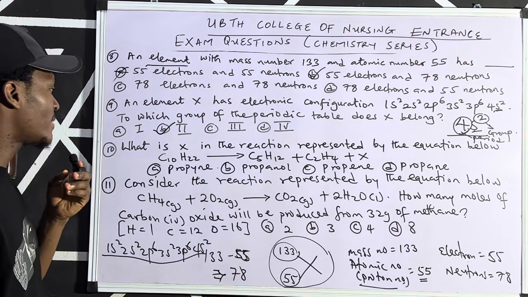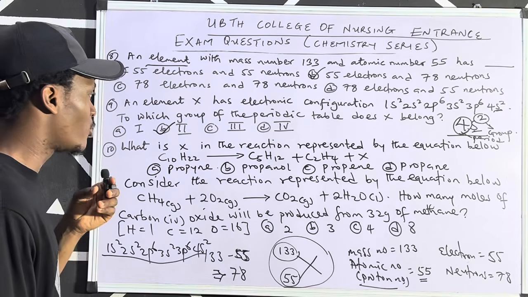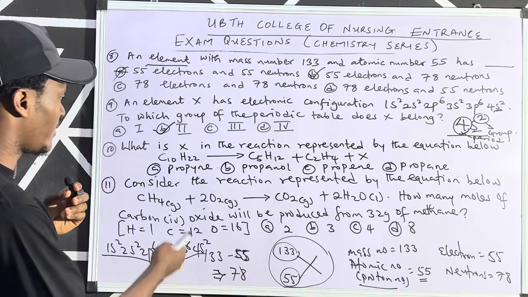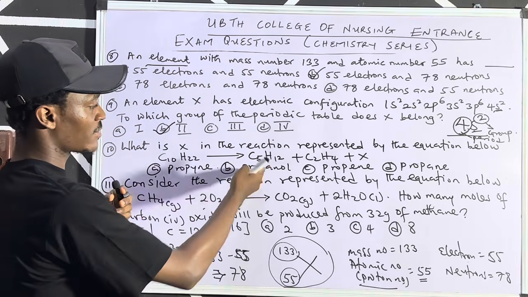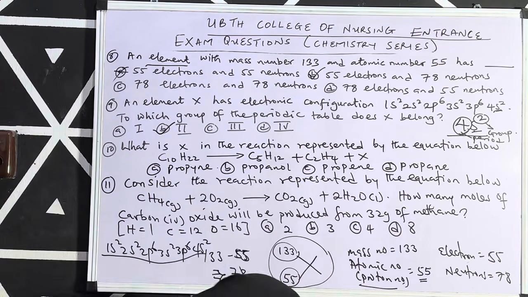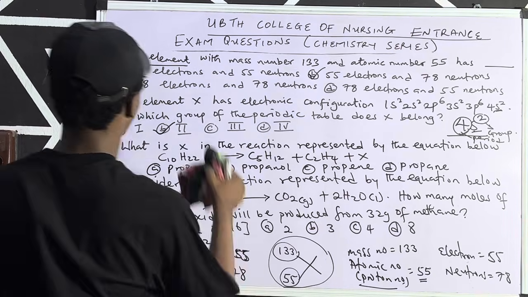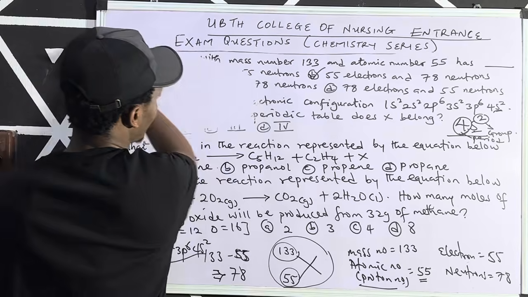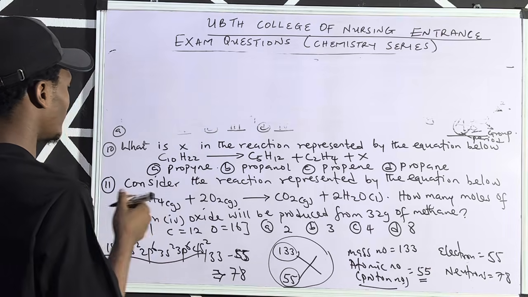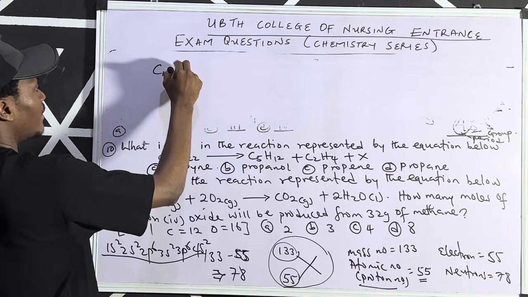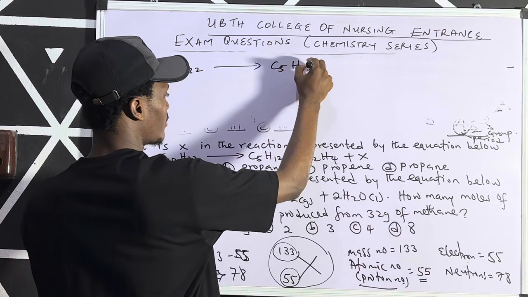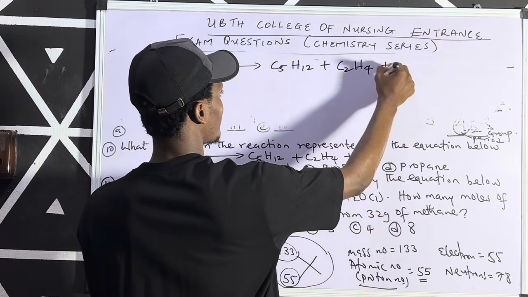Question 10. What is X in the reaction represented by the equation below? And we have been given this equation. This is a typical example of cracking. A large organic molecule is being cracked, releasing smaller fractions. So let's see how we can get what X is. Now this is the reaction. C10H22 being cracked to produce C5H12 plus C2H4 plus X.